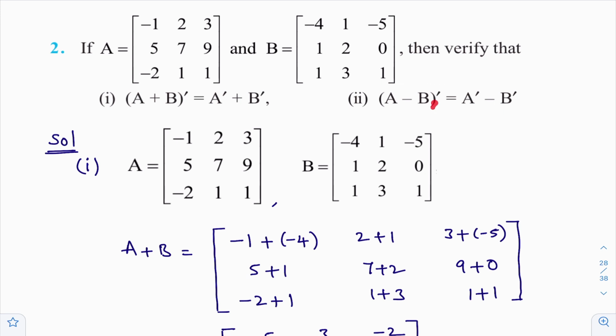What to do? First you calculate A minus B. Afterwards you calculate (A minus B) dash, and you take it as equation 1. Next you calculate A dash minus B dash. You take it as equation 2. You observe equation 1 and equation 2. From that we can easily identify that (A minus B) dash equals A dash minus B dash.